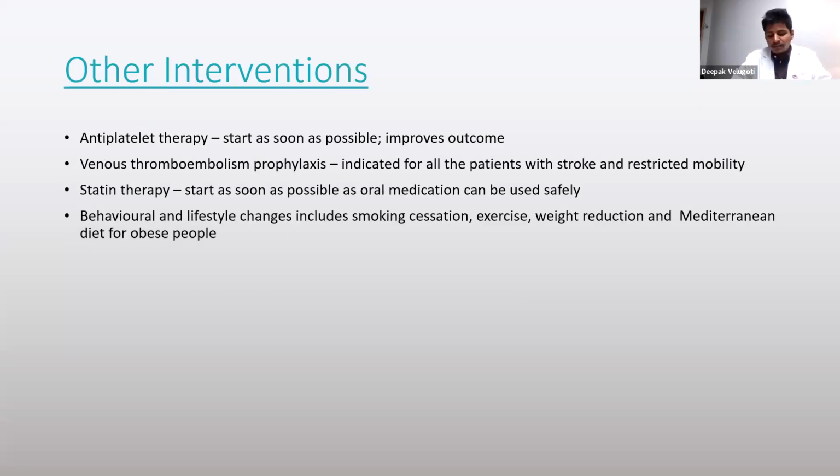And the other interventions that should be used along with this management are antiplatelet therapy and statin therapy, which improve the patient's outcome over time. And for patients who had restricted mobility or prolonged immobilization, venous thromboembolism prophylaxis must be given. And we should ask the patient to have behavioral and lifestyle modifications such as smoking cessation, exercise, weight reduction, and Mediterranean diet for obese people.